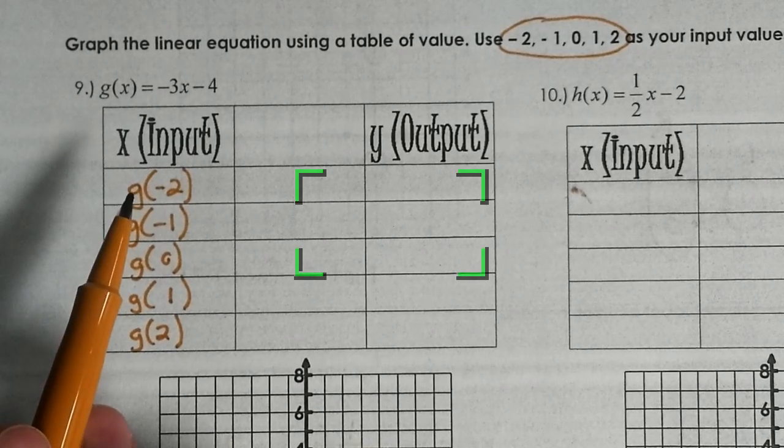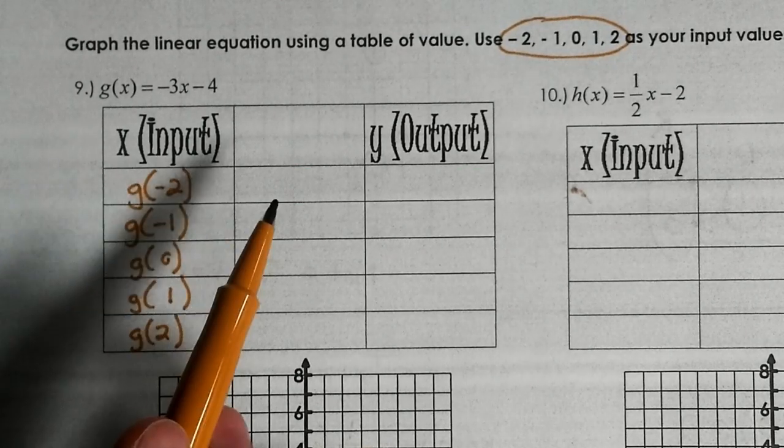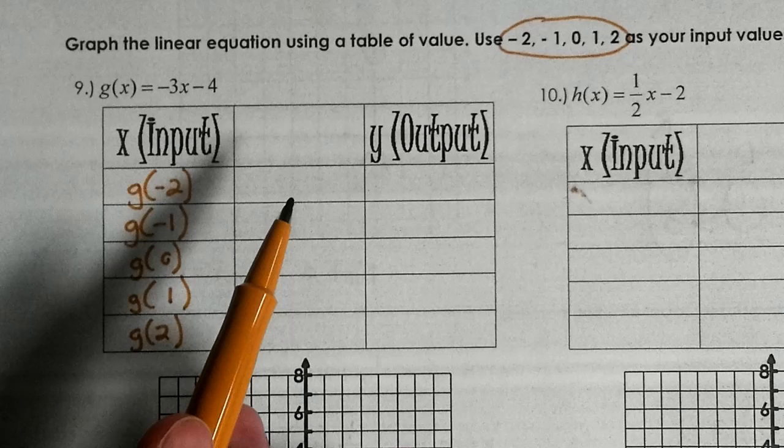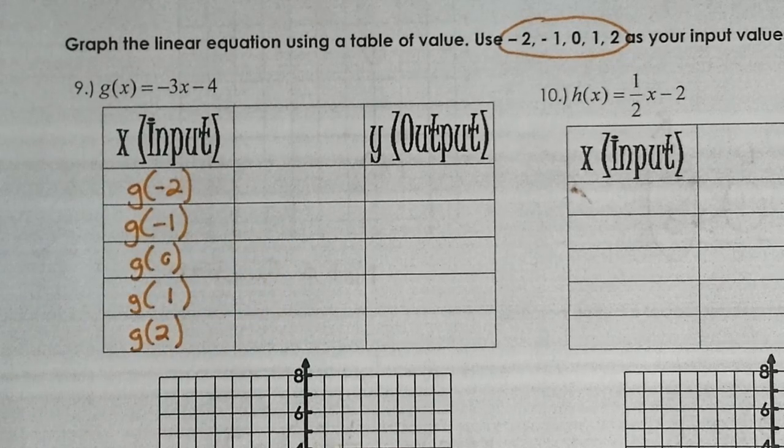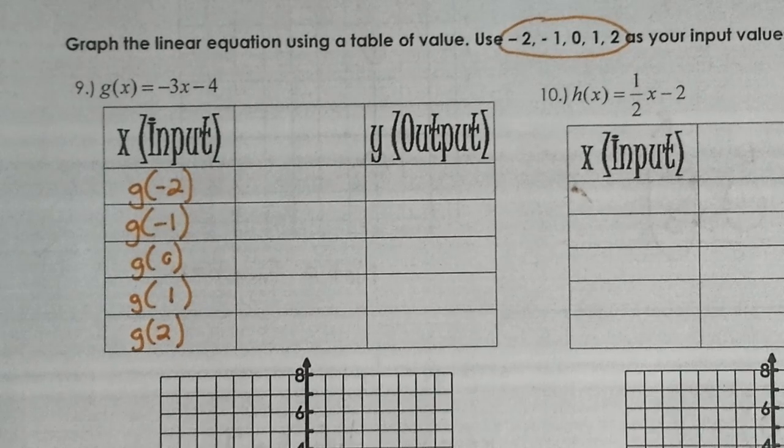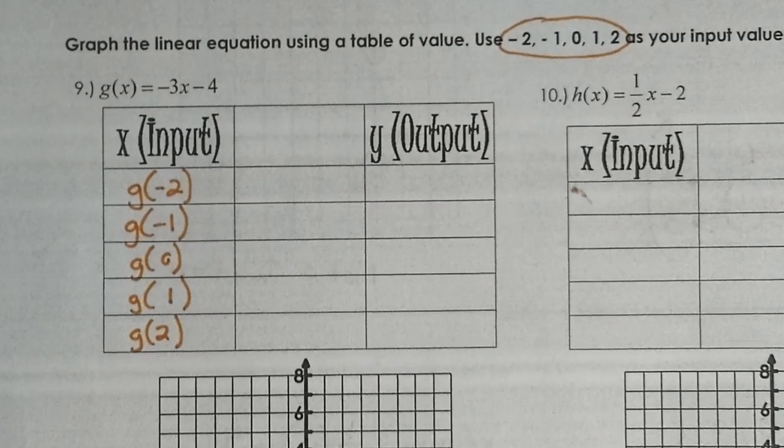So those are our inputs. Now we got to put it into the equation, correct? Let's put it into the equation. What is our equation? Yeah, -3x minus 4, right? -3x minus 4. So wherever there's an x, what do we put in its place?